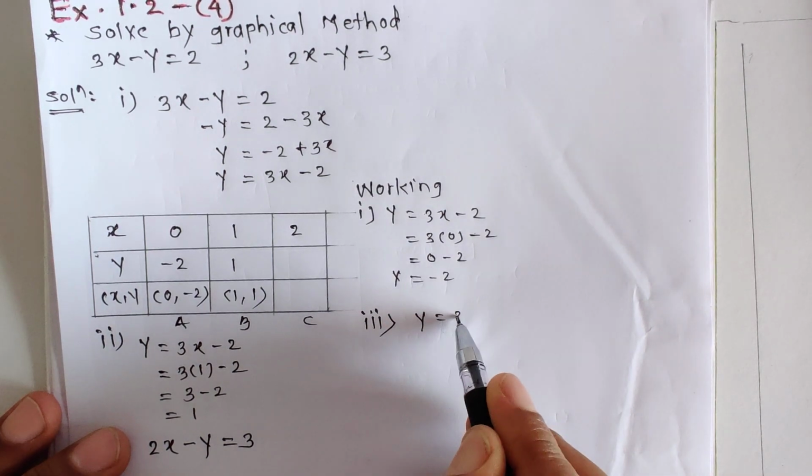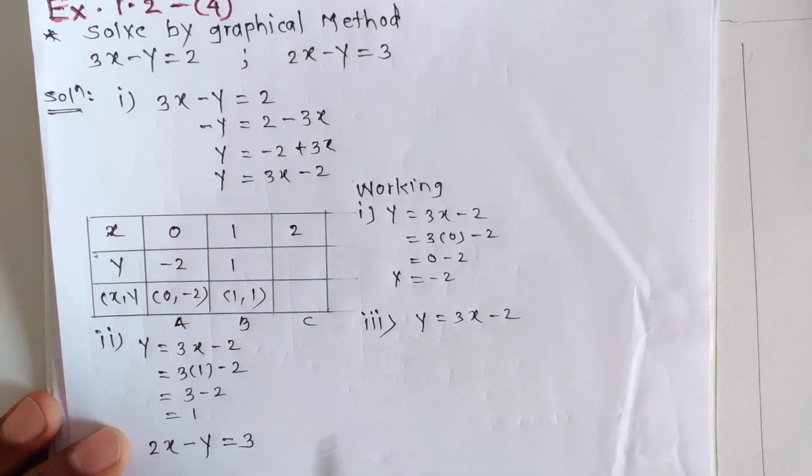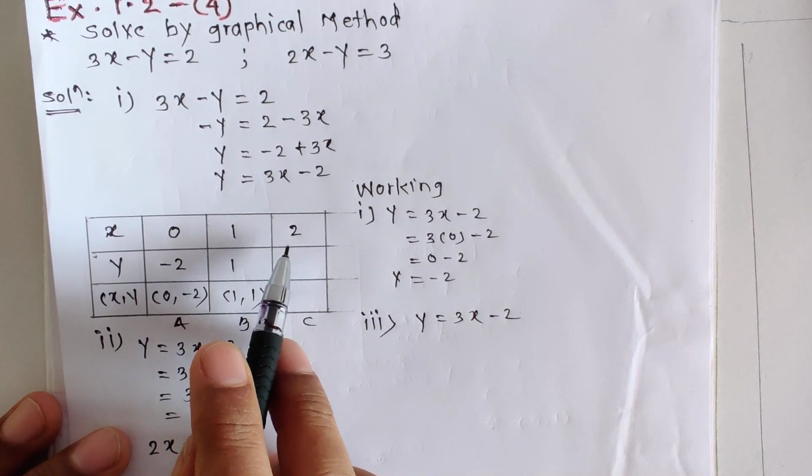Now rewrite the formula 3x minus 2. Now substitute this value of x.